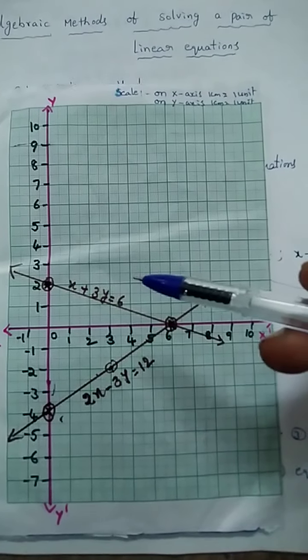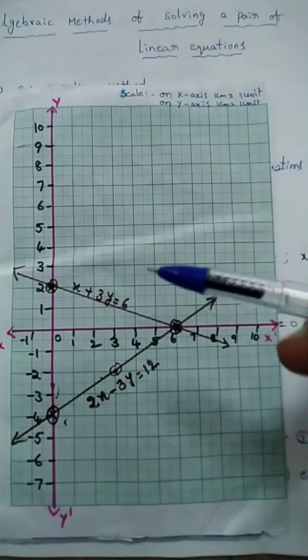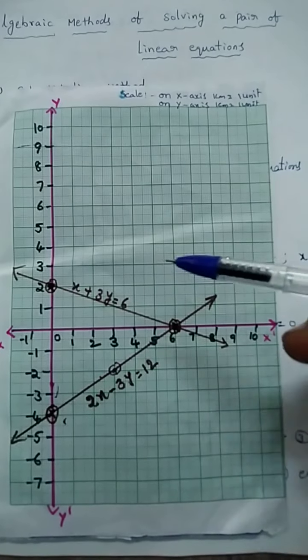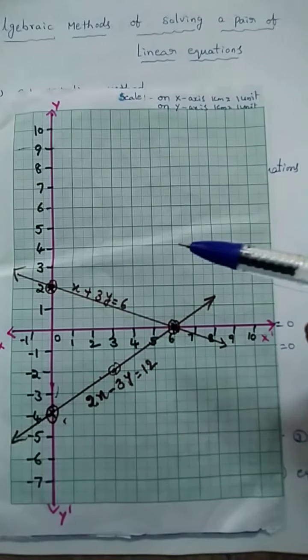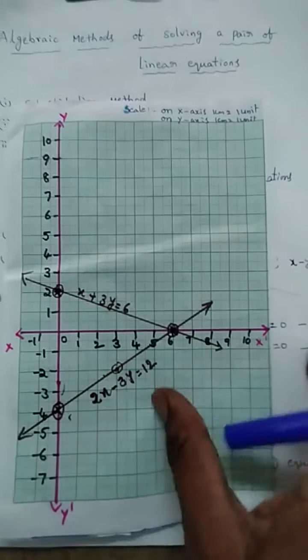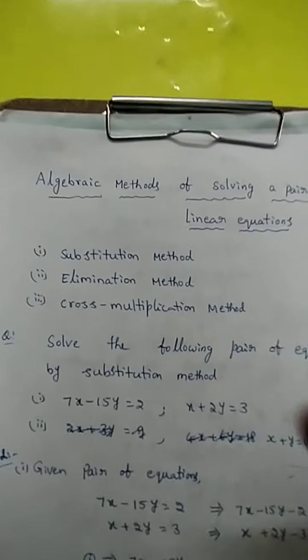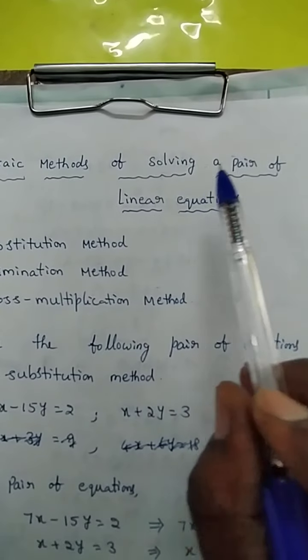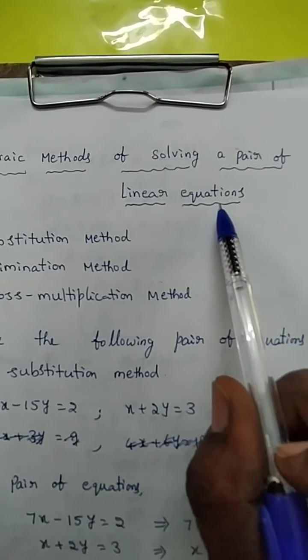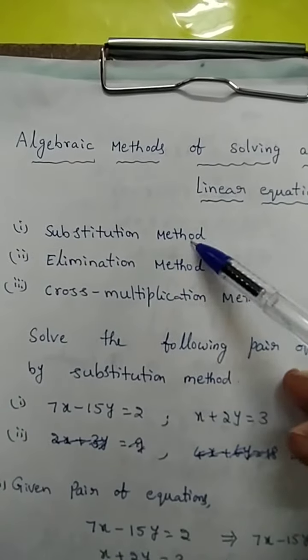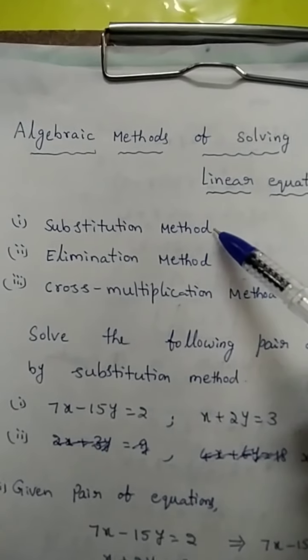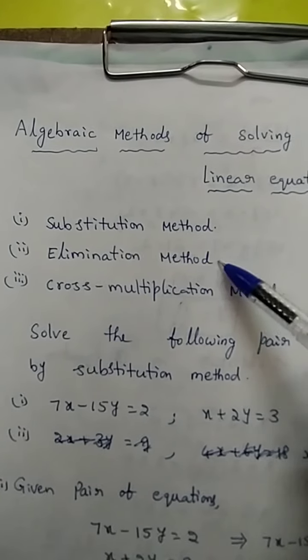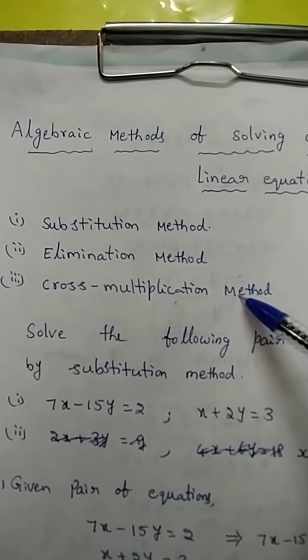Now we are discussing how to find the solution to the given pair of linear equations in the algebraic method. Algebraic method. Okay. So now coming to the algebraic method. In the algebraic method, to find the solution to the given pair of equations, there are three methods: one is the substitution method, elimination method, and cross multiplication method.